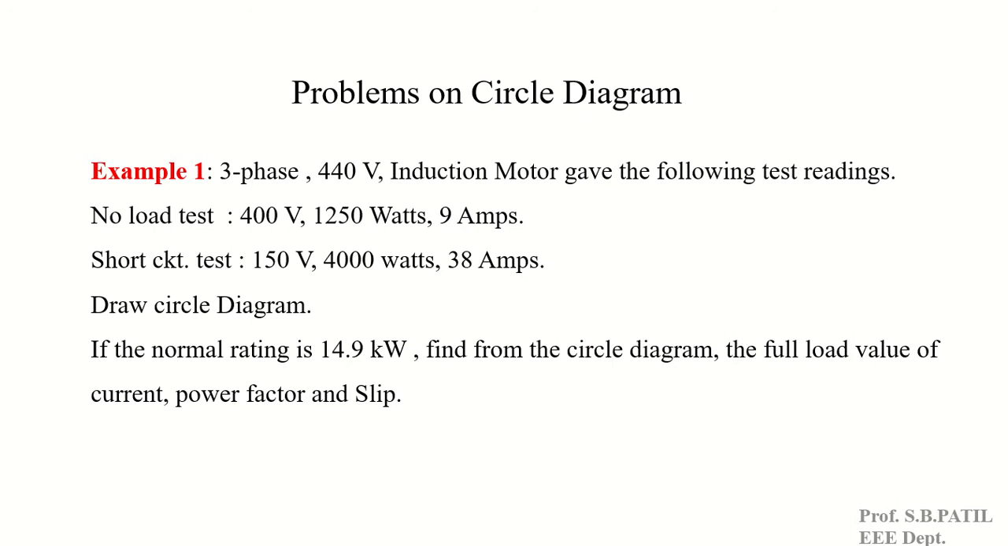This is the example. These are the given data. Here, the no load test values are there: no load voltage, no load power, no load current. And this is the blocked rotor test: short circuit voltage, short circuit power, short circuit current. By taking these data, we are going to draw the circuit diagram. And the other parameters, that is full load current, power factor, and slip, they asked in the example.